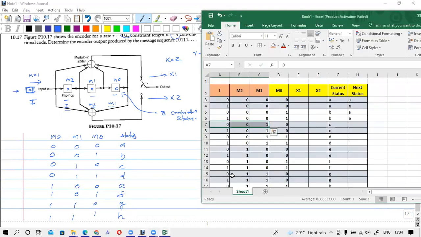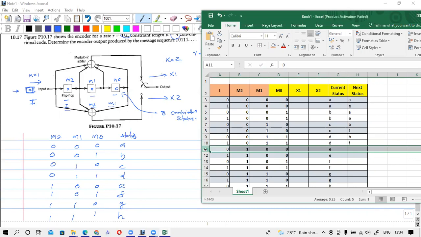So let's quickly fill. We have 001, which means state B. So you have 001, state B. Then you have 101, state F. And here again 001 means state B. And again you have 101. 101 means state F.